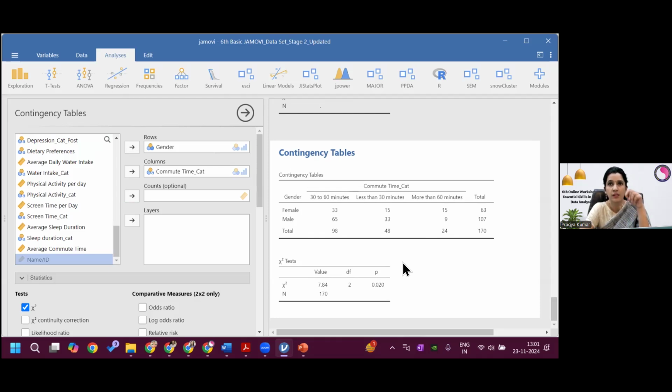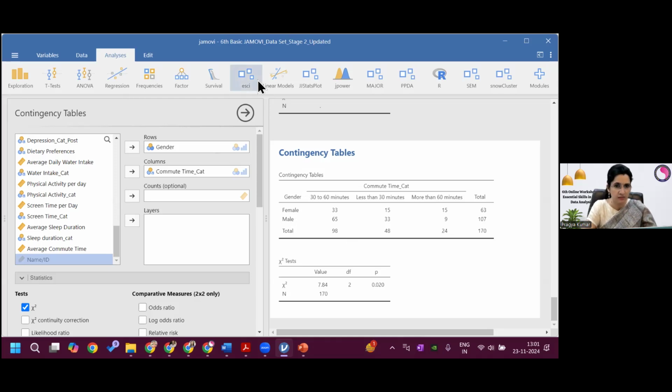4, 6, 9. So there are 9. See, it is 3 by 2, na? We take the number of levels. So there are 3 levels: less than 30, 30 to 60, and more than 60. And female and male are 2. So it is 6, right?